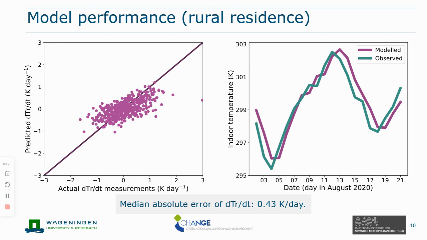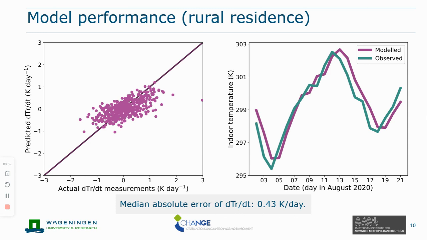So a little bit of a result on this. On the left, this is the model performance. This model predicts the change in the indoor temperature per time, and in my case, per day, and also in their case. So this here is the model performance, the predicted change versus the actual change. And it looks alright, I have to say. It's not bad, especially for a regression model. The median absolute error is 0.4 Kelvin per day.